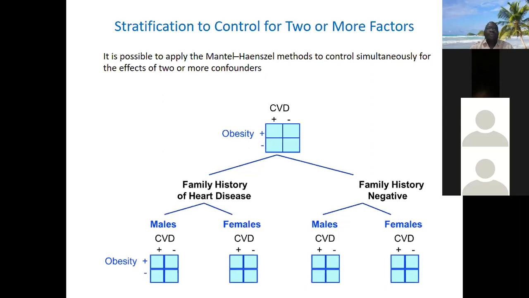So stratification: it is possible to apply the Mantel-Haenszel method to control simultaneously for the effect of more than one confounder. Like this one, apart from obesity, you can say male, female, or family history of heart disease, no family history of heart disease. We can split the age into 5, 6 groups and use this one to split into 4, using 2 variables at the same time.